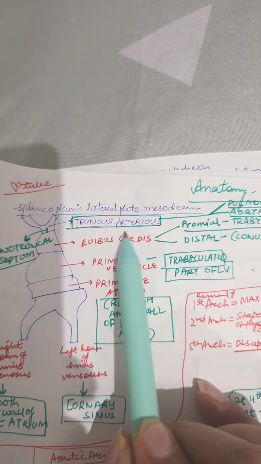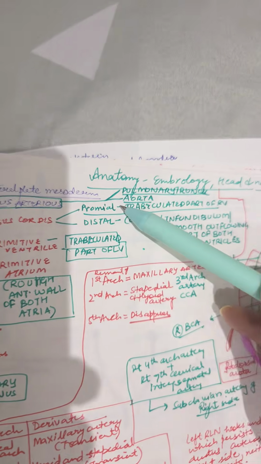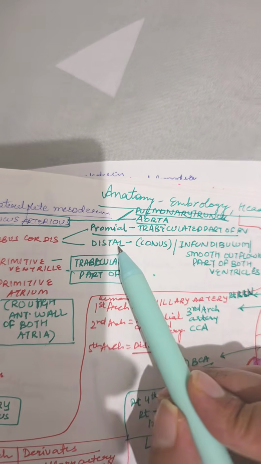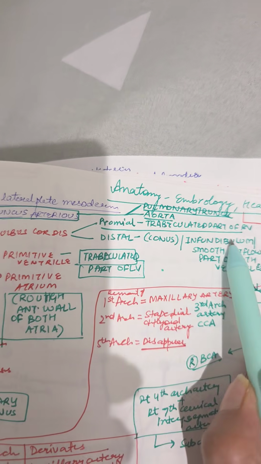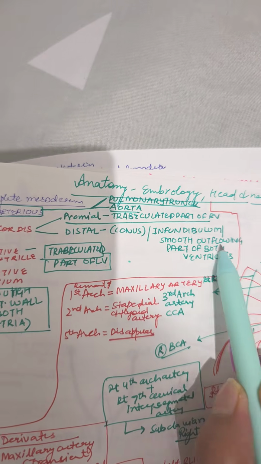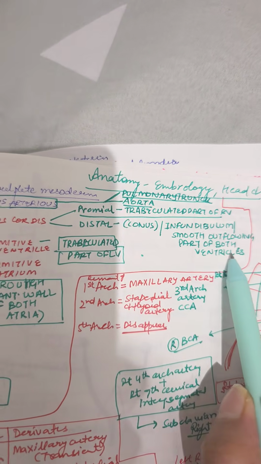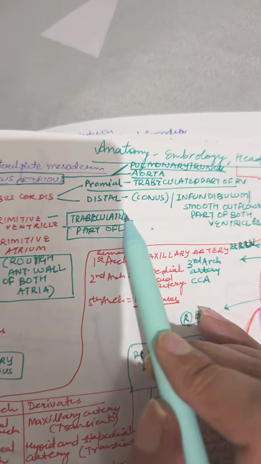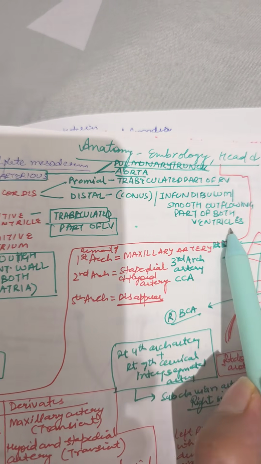Then the bulbus cordis, you have to divide into two parts: the distal part and the proximal part. We remember the distal part with a mnemonic, DCI. The distal part is called the conus, also called the infundibulum, and it is the smooth outflowing part of both ventricles. This is DCI, the smooth outflowing part of both ventricles.